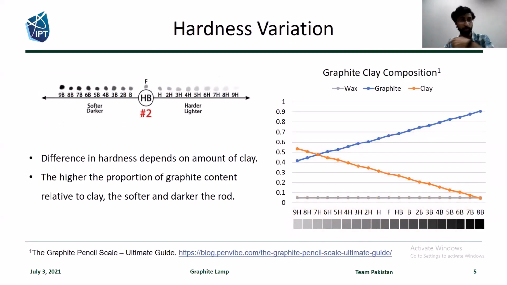So what's the dependence of hardness variation? The pencil rod is made up of graphite and clay, and the hardness variation depends on the amount of clay. As the amount of clay increases, we have an increase in hardness, and the graphite content is inversely related, as you can clearly see from the graph inserted on the right side. This is the approximate composition of the graphite and clay within the pencil rod, and the reference has been inserted below. So as we move from 9H to 8B, the hardness is decreasing due to the decrease in clay amount.